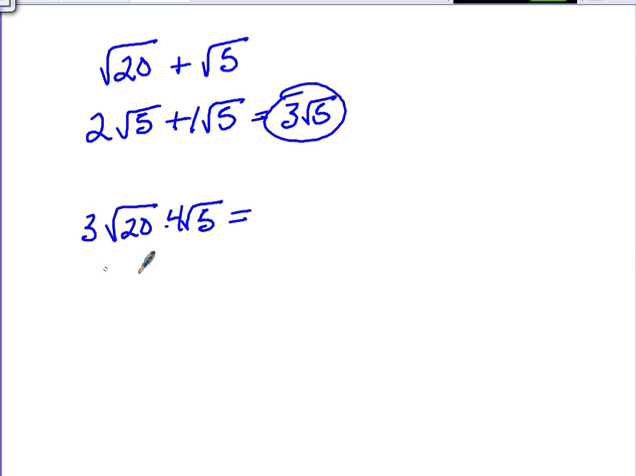When you're multiplying radical expressions, a number cannot be multiplied by a radical. Numbers can be multiplied by numbers, radicals by radicals. This would be 3 times 4 is 12. Root 20 times root 5 would be root 100. 12 root 100, which is the same thing as 12 times the square root of 100, which is 10, which is 120. I just made that problem up.